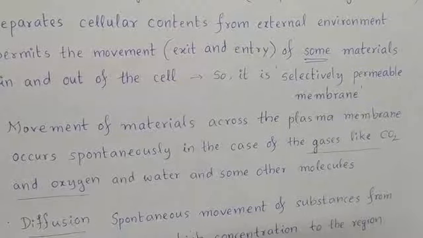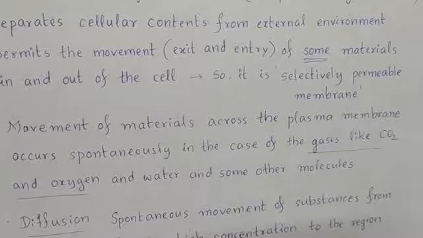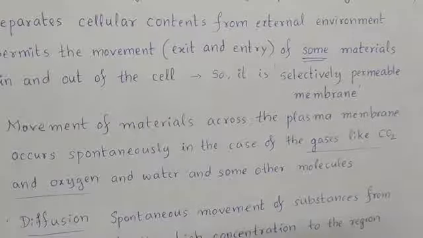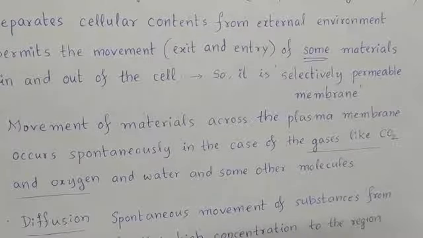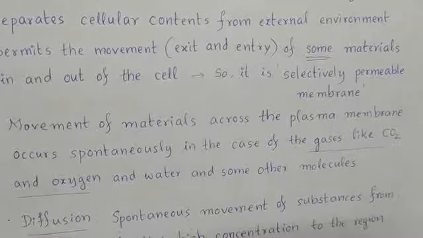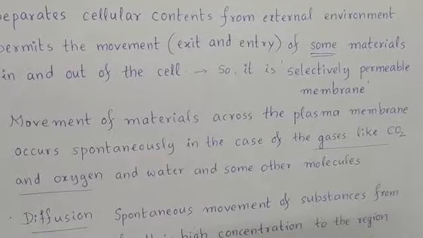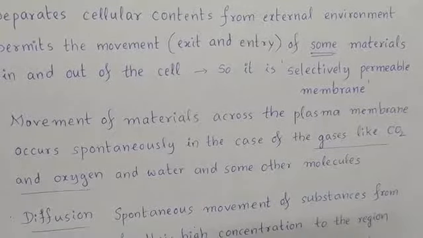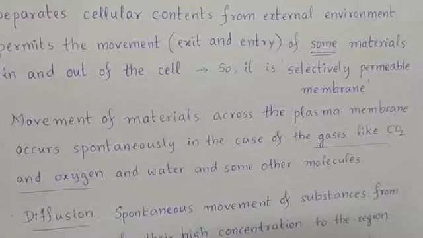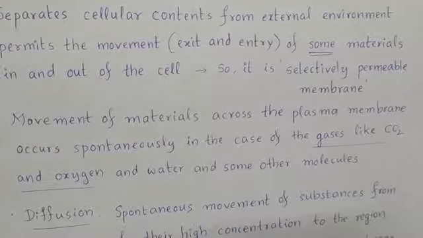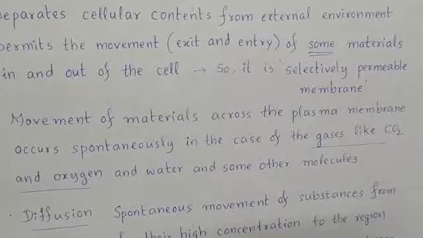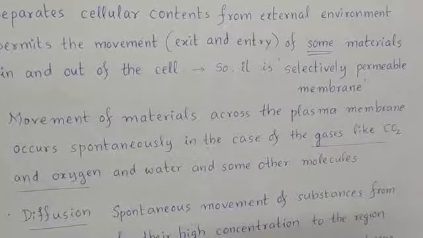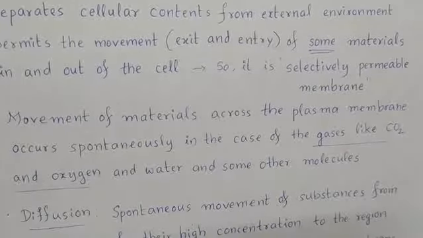Movement of materials across the plasma membrane occurs spontaneously in the case of materials like gases such as carbon dioxide and oxygen, and water and some other molecules. Spontaneously means they move on their own. They don't use any energy. Such movement of the material on its own without using any energy is called spontaneous movement.